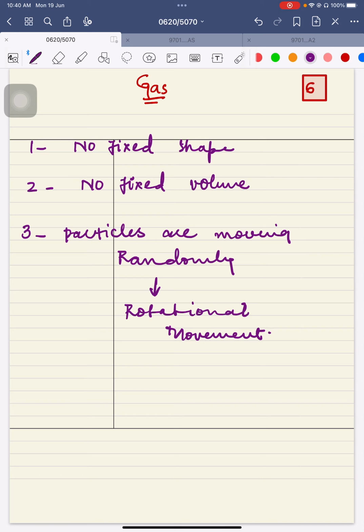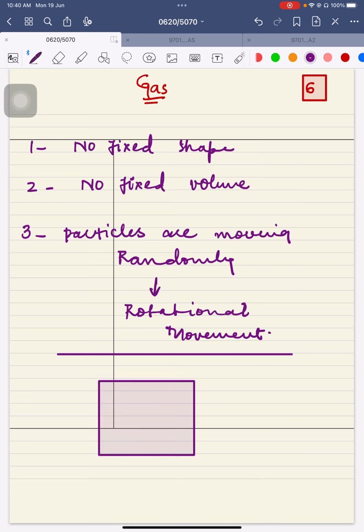All right, guys. And one more thing is this, that we are going to draw the diagram. Look at here. Okay. One particle, another particle, another particle, another particle, one particle. That's it. Oh my God, yes, such a huge space among the particles.